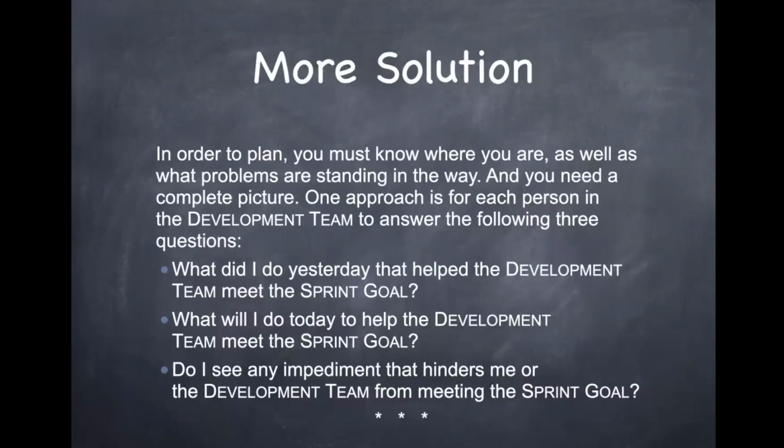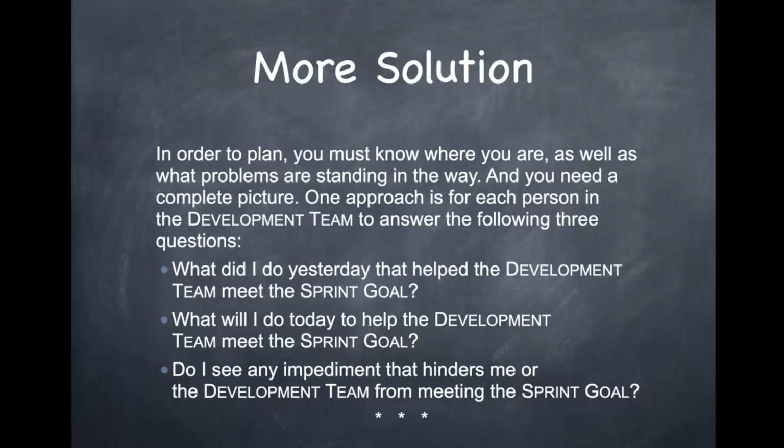Here's a little more of the solution. If you're a very, very immature team, you can get the information you need to replan the sprint by asking three questions. But the purpose of the Daily Scrum is to replan the sprint. It's not a group hug. It's not to report to the Scrum Master. It's not to answer the three questions. It's to replan the sprint. It's a small sprint planning meeting.